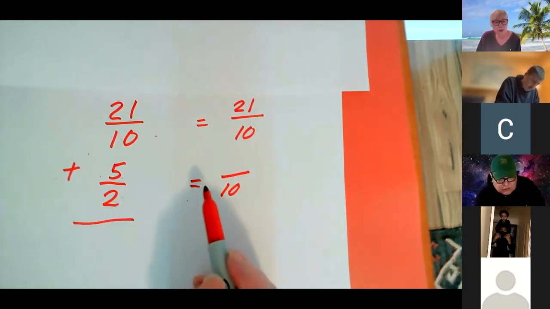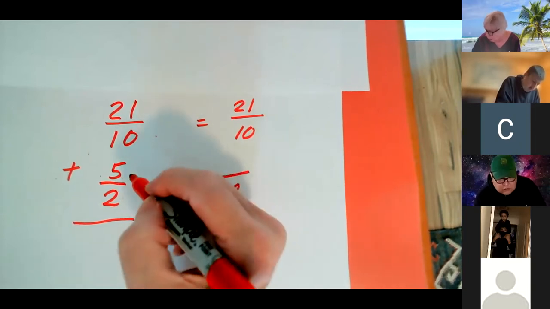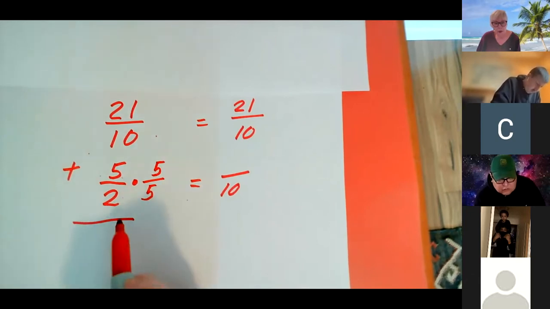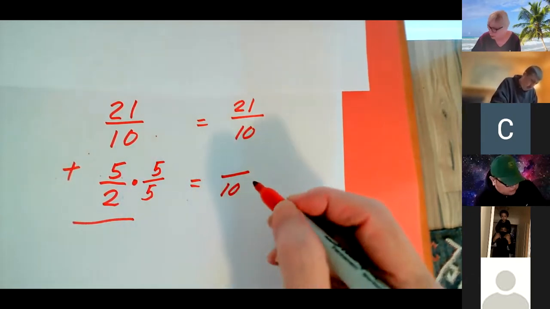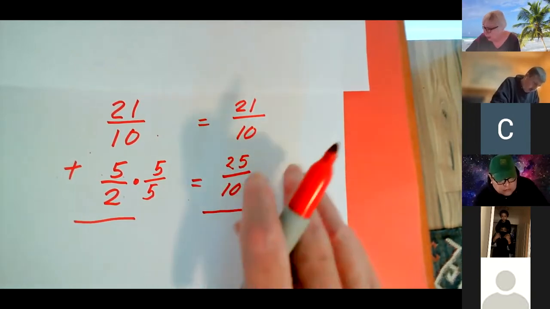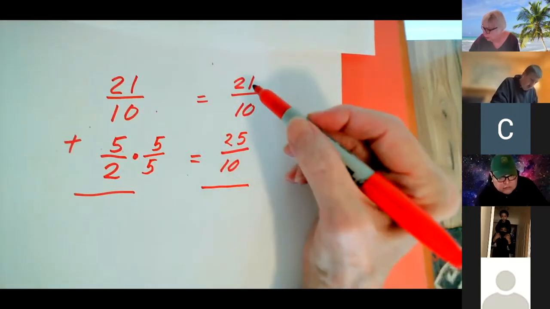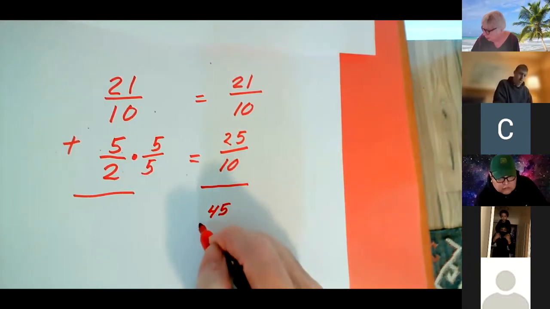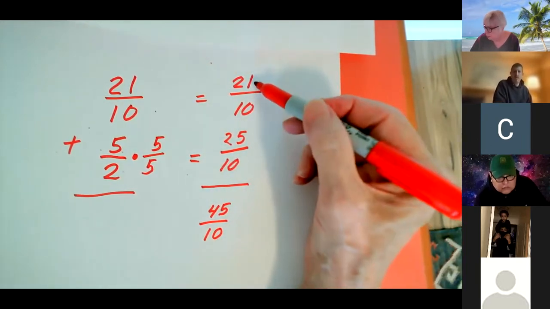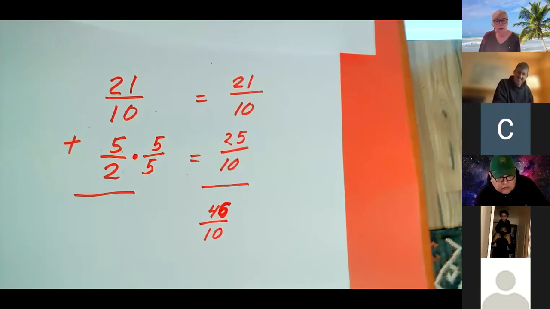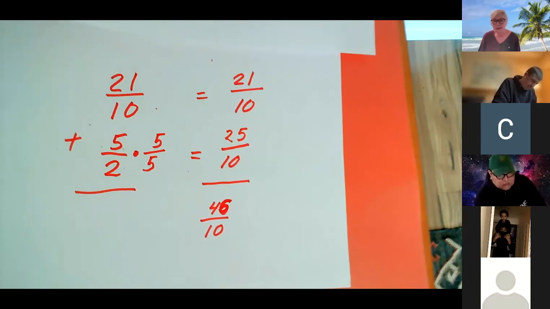And so 2 wants to go into 10. I need a factor of 5, and it's 5/5. 2 times 5 is 10. 5 times 5 is 25. I'm now in a position to add them. And I have 21 and 25 is 45/10. 45, I'm sorry, it's 46. Boy, I'm slow. 46. Still, it still needs reducing. I was thinking about that.